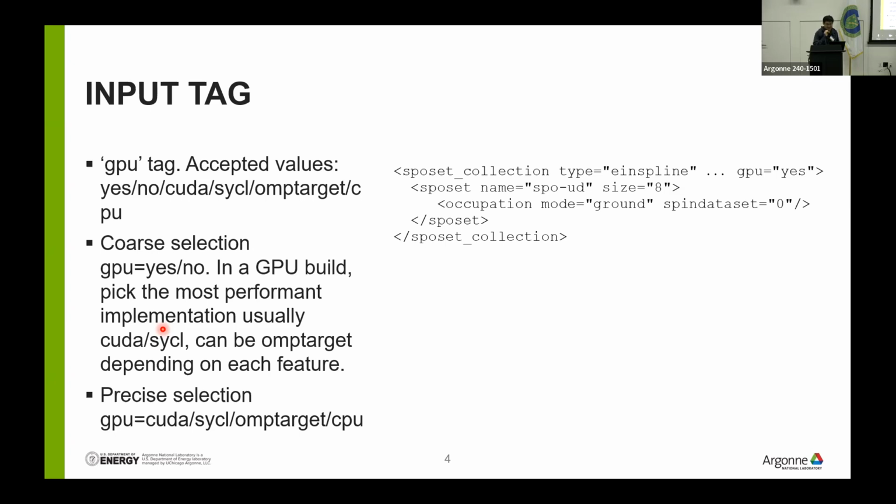When it supports multiple GPU implementations, like we may have a CUDA plus OpenMP offload implementation, and we may also have an OpenMP implementation, the GPU yes, the coarse level option, will pick the best performing one we consider you should use. So most of the time you don't need to set anything, but I just let you know you have the freedom to switch off a feature without rebuilding the whole code. You can just control it through the input.